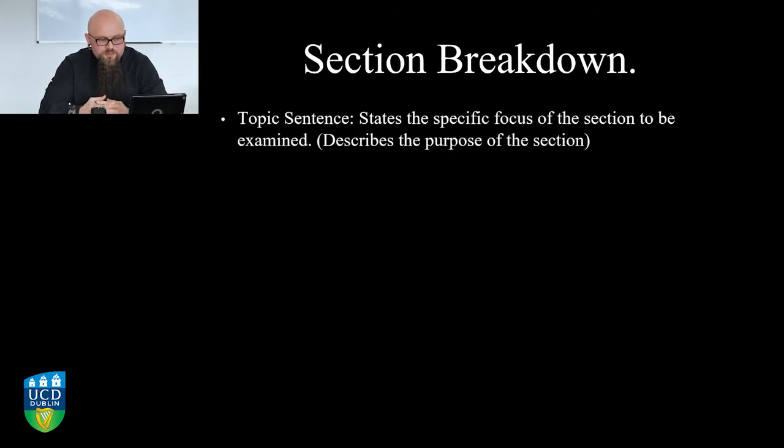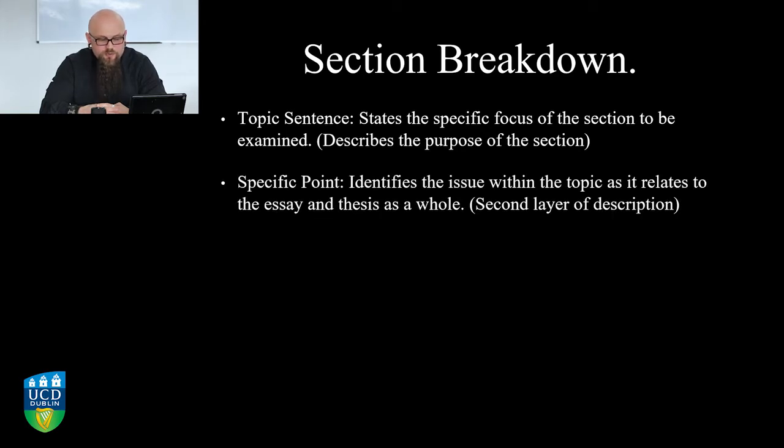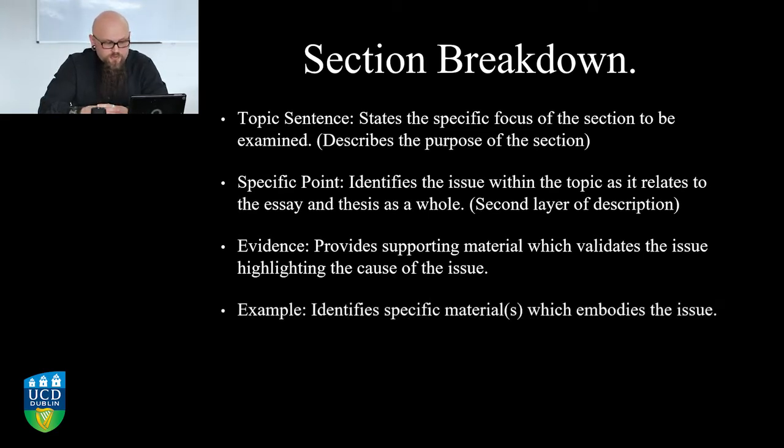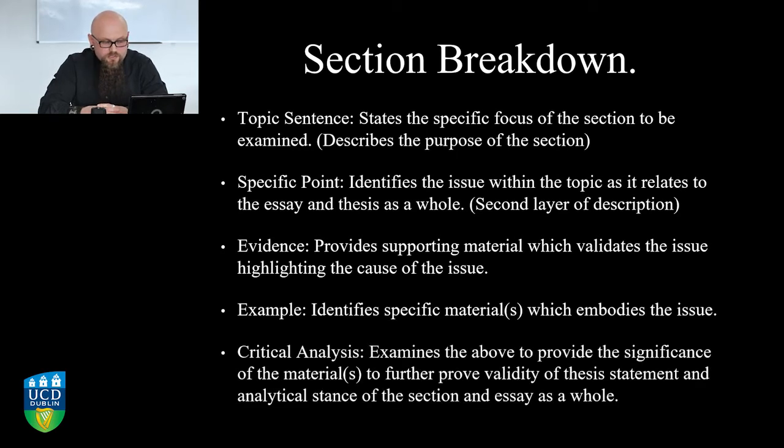Now I'd like to break down these different sections for you. The topic sentence states the specific focus of the section to be examined. This happens with each section. The specific point, then, identifies the issue within the topic as it relates to the essay and the thesis as a whole. The evidence provides supporting materials which validate the issue, and then it gives examples. There are specific materials which embody the issue. And then comes the critical analysis. This examines the above to provide the significance of the materials, to further prove validity of the thesis statement, an analytical stance of the section and the essay as a whole.